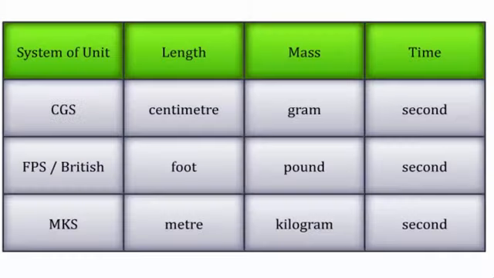Until recently, three major systems of units were in use in different countries based on the units of three fundamental quantities, namely length, mass, and time. Among these were the CGS system, which stands for centimeter, gram, second, and FPS, which stands for foot, pound, second, respectively. These units are adopted by Britain, and hence the system is referred to as a British system. The third system of units is the MKS system, which stands for meter, kilogram, and second.